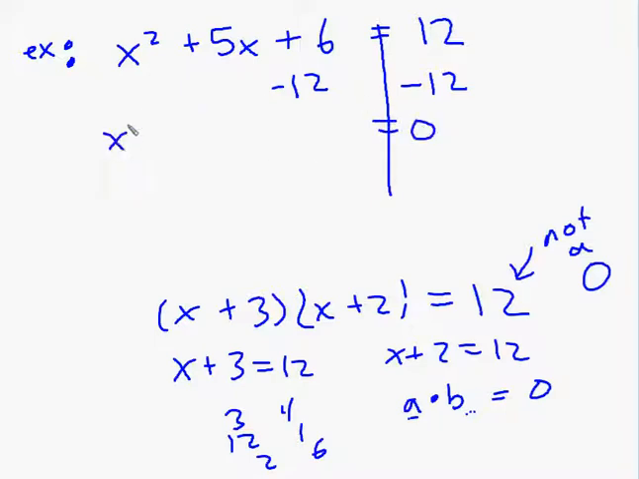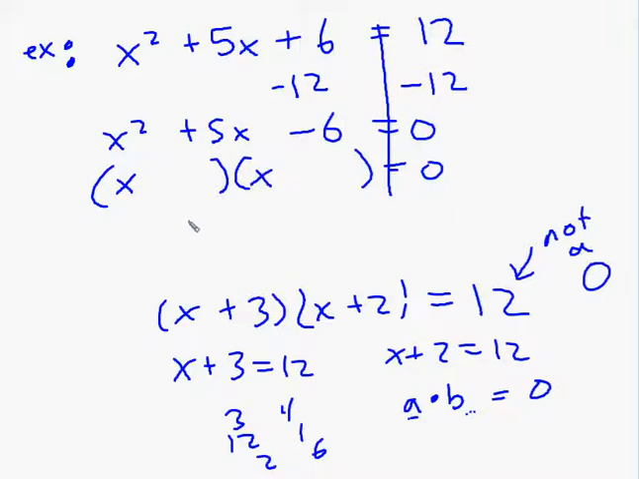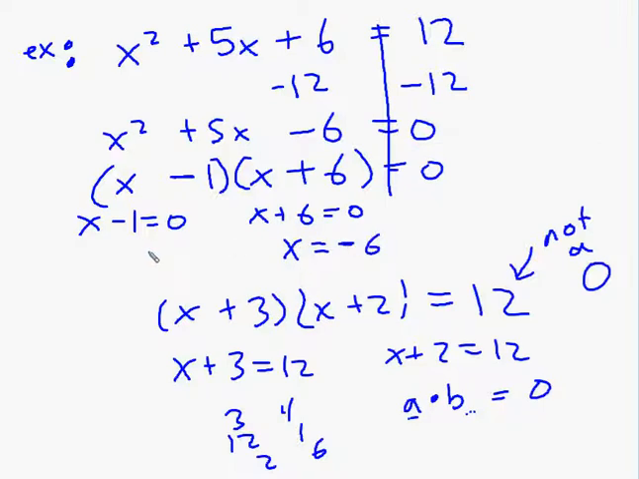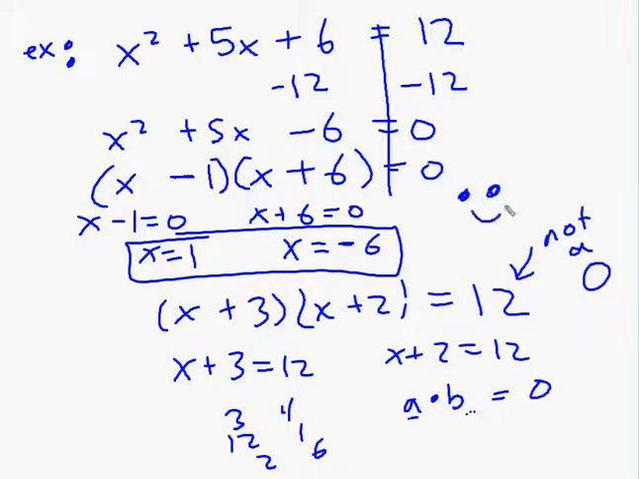Okay, so we subtract the 12. She's correct. So we get x squared plus 5x minus 6. Now that does change how I factor this, right? It's not going to be 3 and 2 now. What is it going to be? We did a whole chapter on factoring. 1 and 6. The 1 is negative and the 6 is positive, which means x minus 1 equals 0, or x plus 6 equals 0. X equals 1, x equals negative 6. And we're happy. Yay. All done.